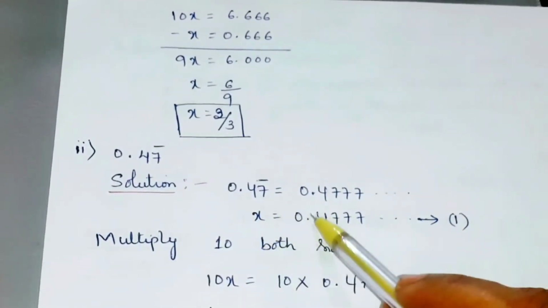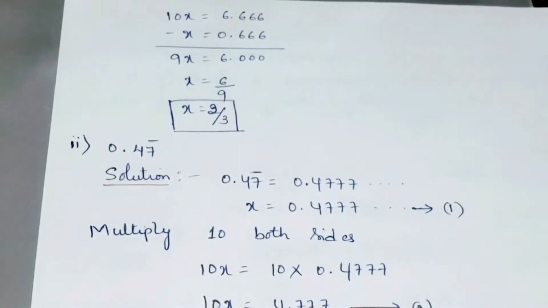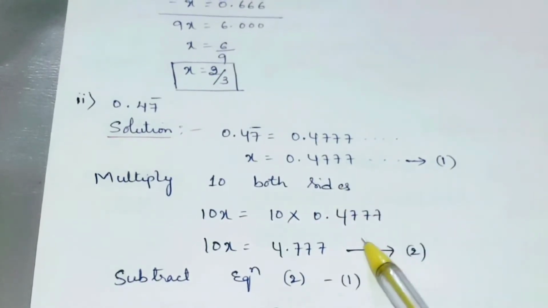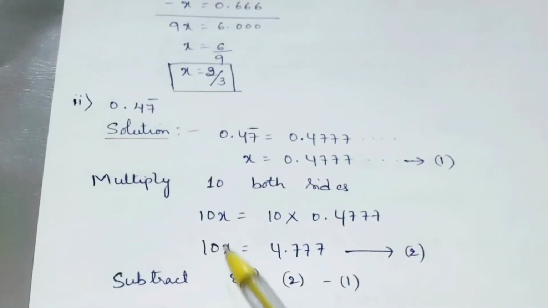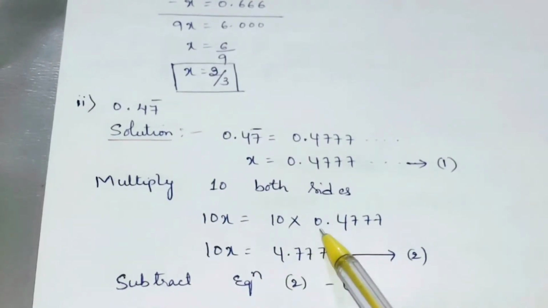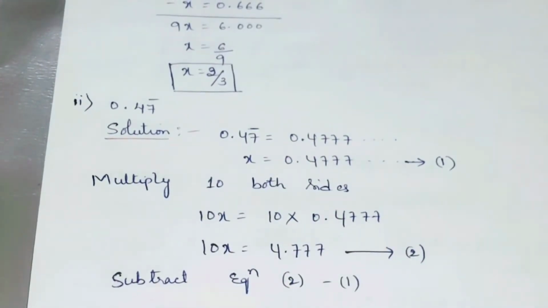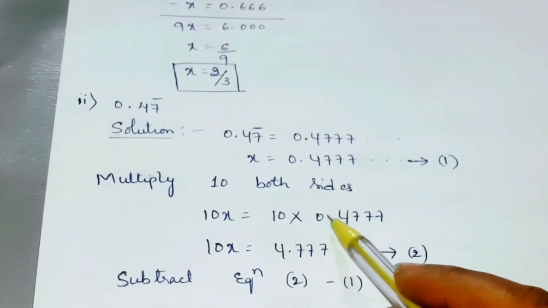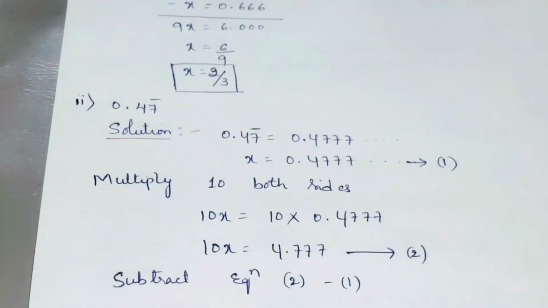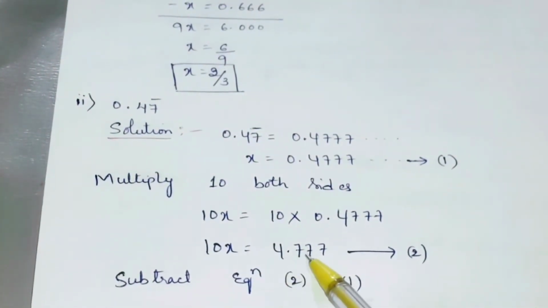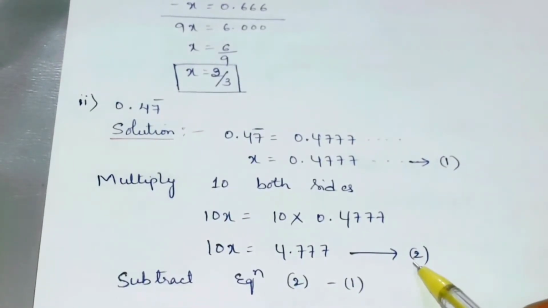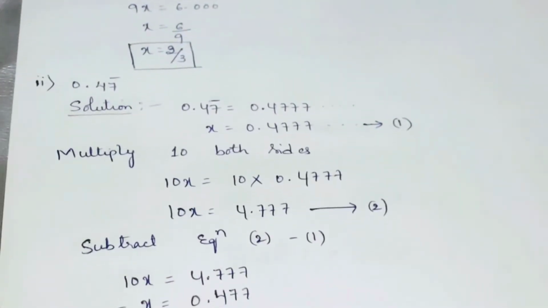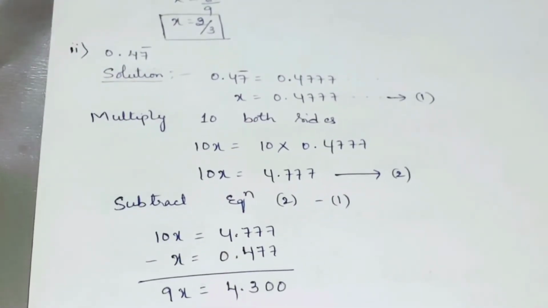Multiply both the sides by 10. Then 10 into x and 10 into 0.4777. Now what is 10 into x? It is 10x. Whenever you multiply by 10, the decimal point will shift one place, as I already explained. Then it will be 4.777. Let me call this equation 2. Now you have two equations, equation 1 and equation 2. Subtract equation 2 minus equation 1.